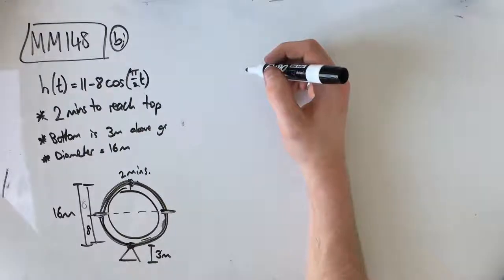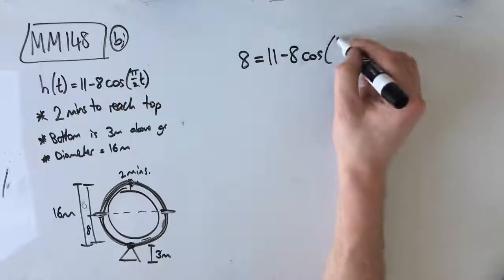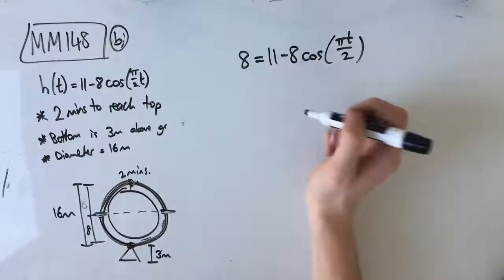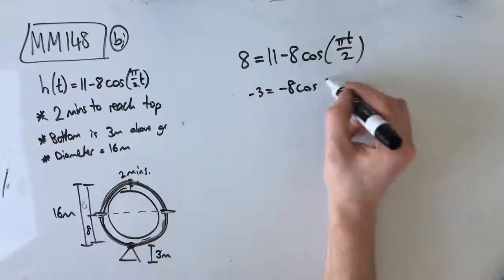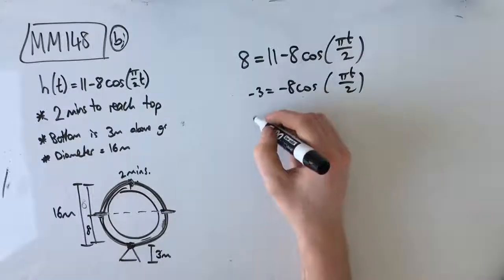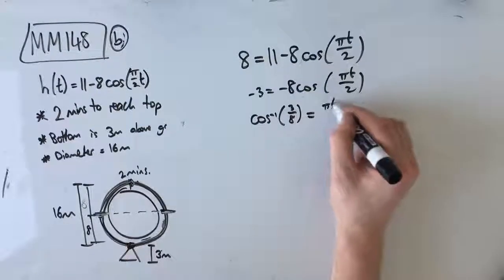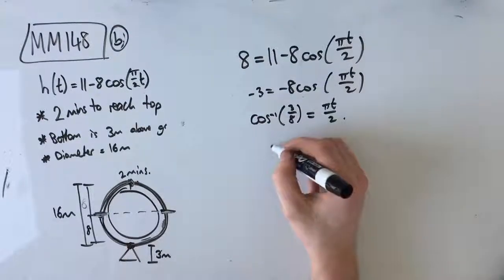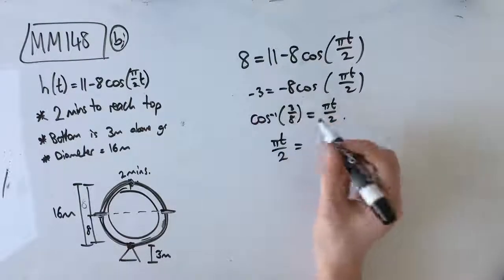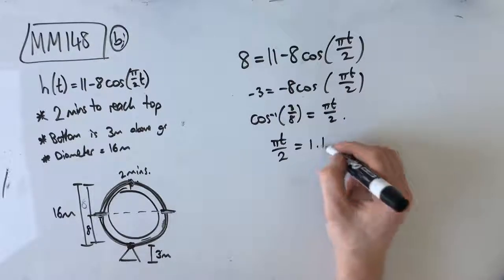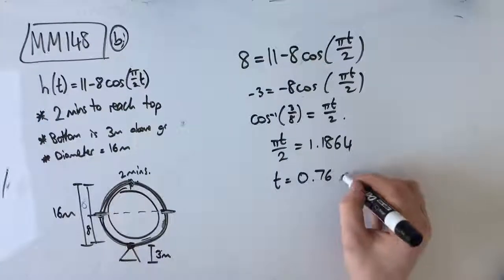So how many minutes have they been on when they first reach a height of 8 meters? So we know that h is equal to our height, which means that we can just say that 8 is equal to 11 take 8 cos of pi t over 2. Which means that negative 3 equals negative 8 cos pi t on 2, which means that the inverse cos of 3 on 8, so we just divide both sides by negative 8, 3 on 8 is equal to pi t over 2. Awesome. Because we're looking for it in decimal form, and you will not be expected to do this by hand, it's not an exact value, so pi t over 2 is equal to 1.1864, which in turn means that t is equal to 0.76 minutes.